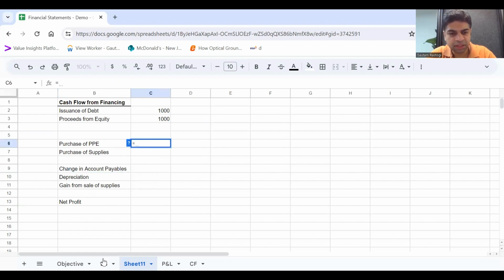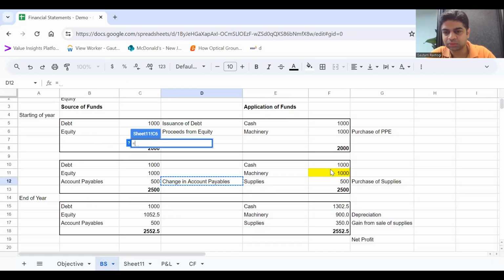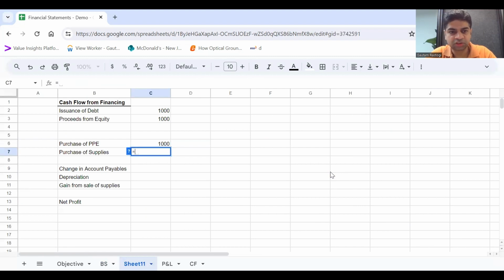How much is purchase of PPE? That's property, plant, and equipment. That's $1,000. And then this purchase of supplies. And by the way, this has to be negative.